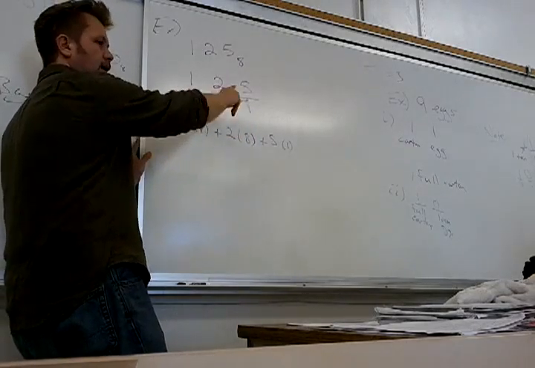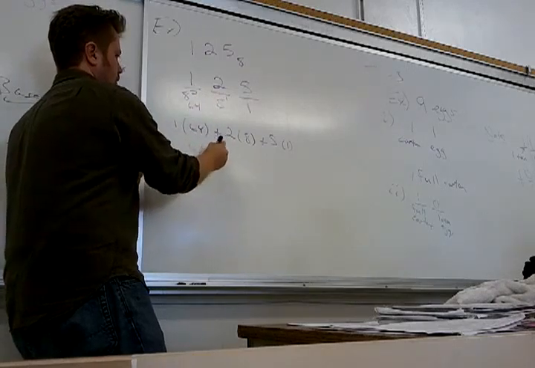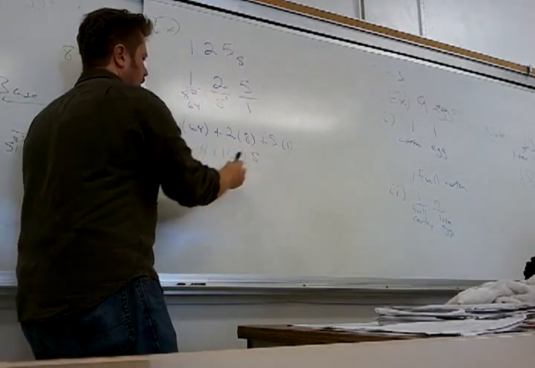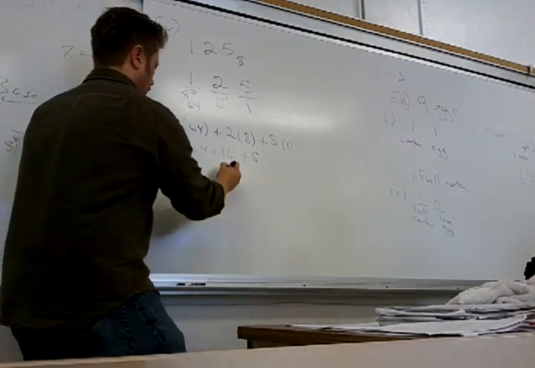So now let's put this back together. 64 plus 2 8s is 16, plus 5, 85.